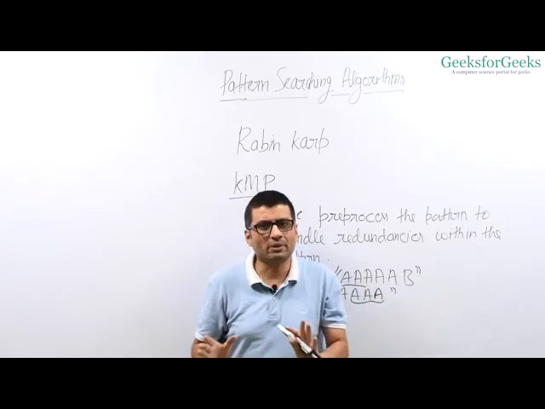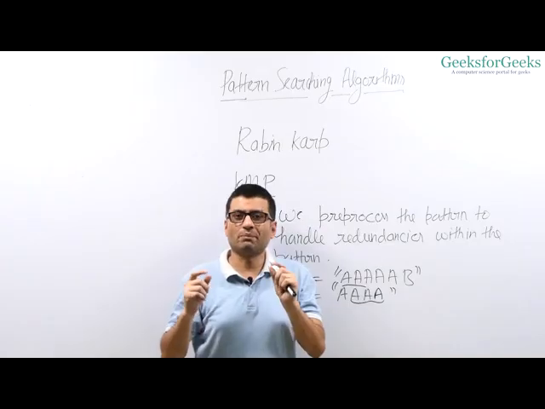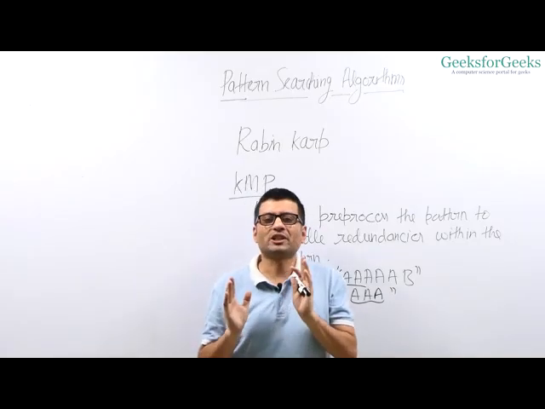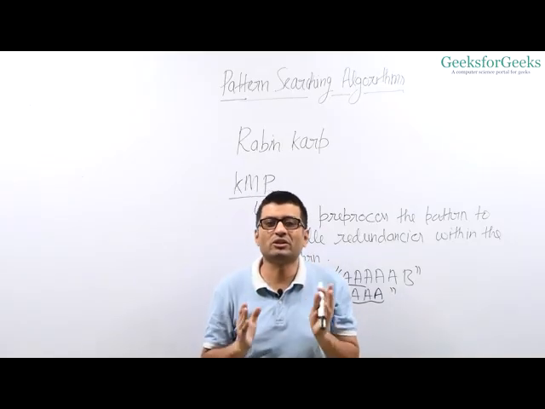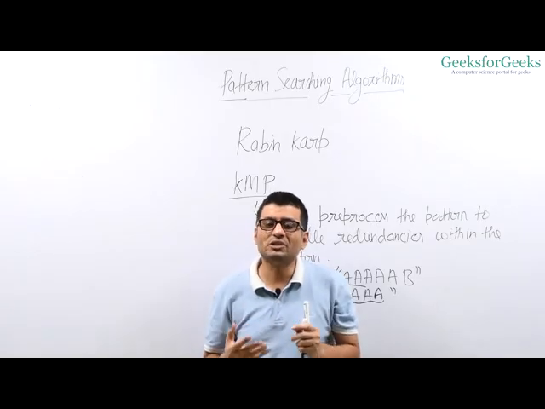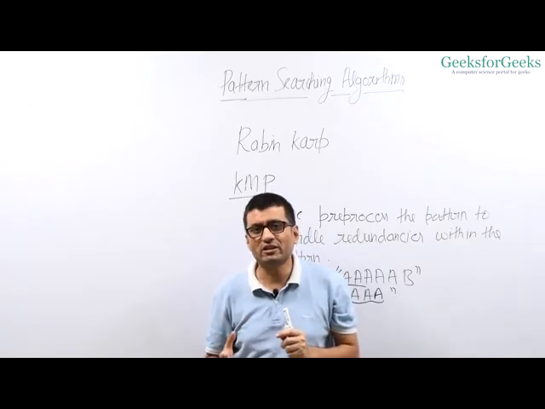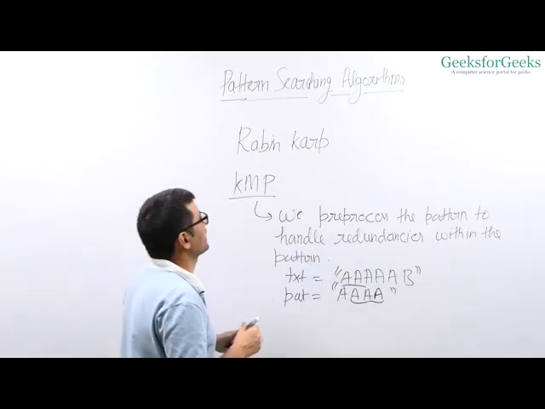So the idea is very simple in Rabin-Karp. We compare the hash functions first. If the hash functions are matching, then we match individual characters. So why is the worst case still quadratic, and why does it work better in the average case?